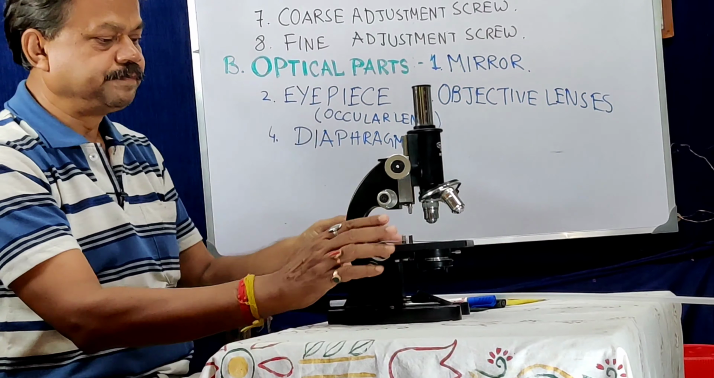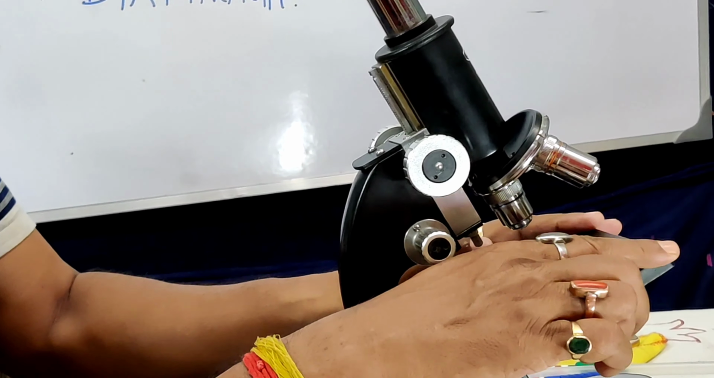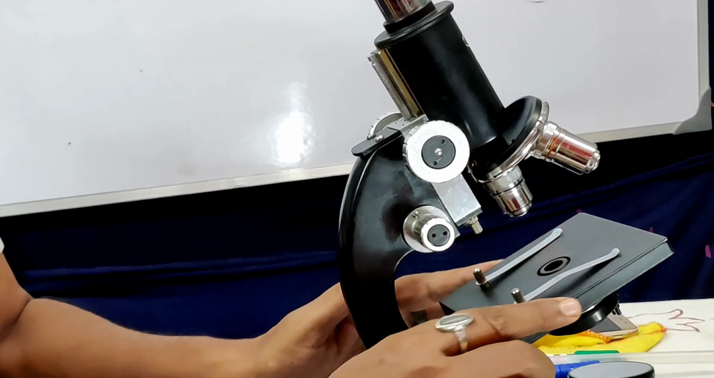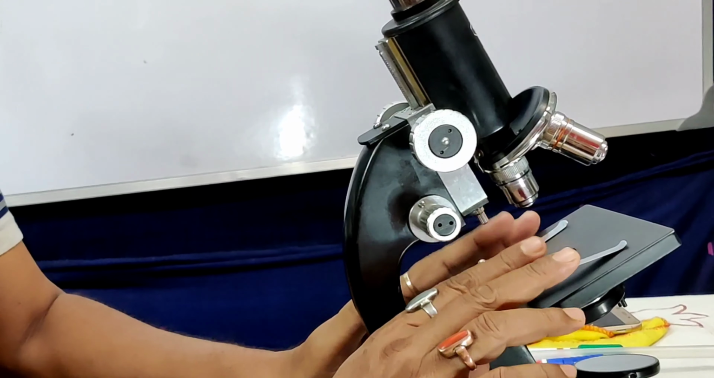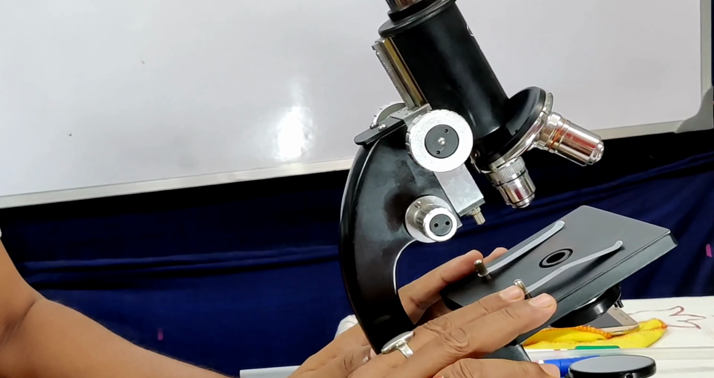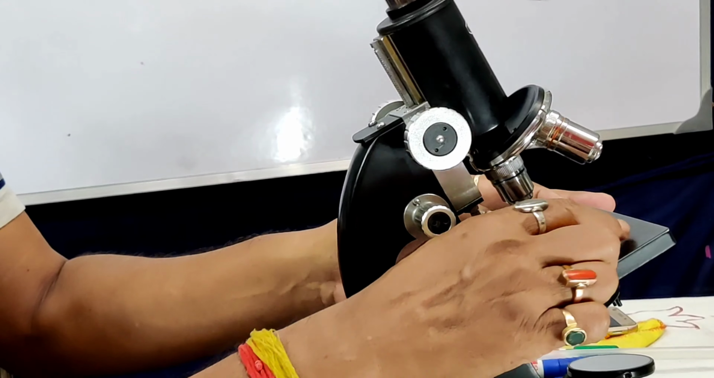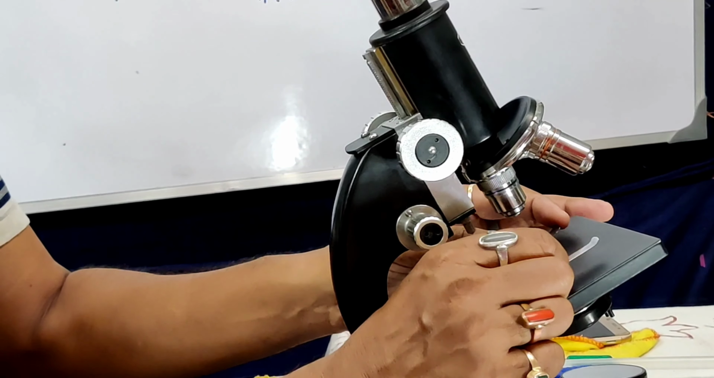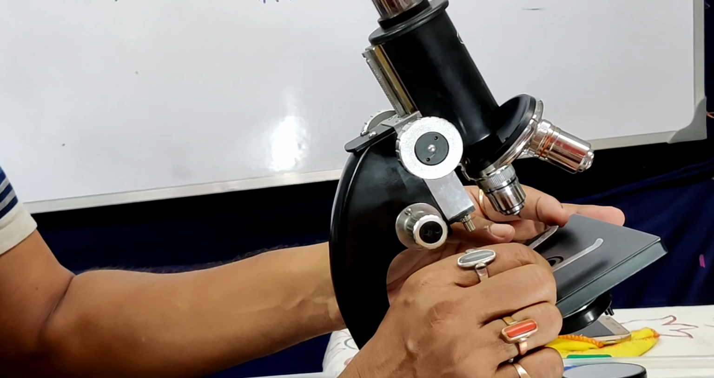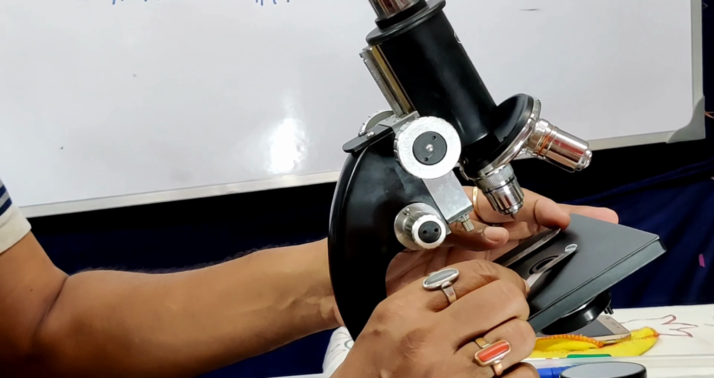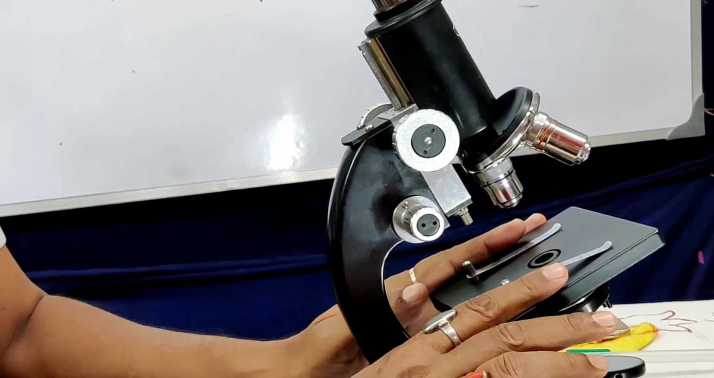Next comes the stage. You see this square portion, it is the stage, on which we can keep slides. And these are clips, which are useful to hold the slide on the stage.